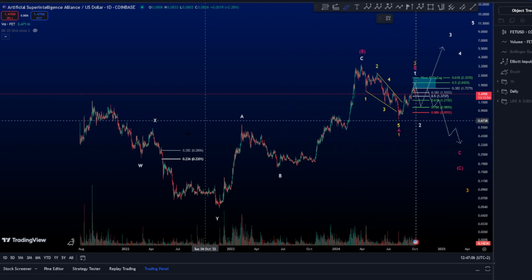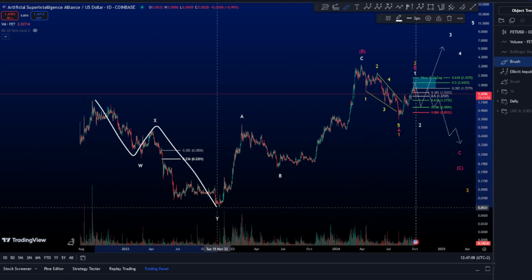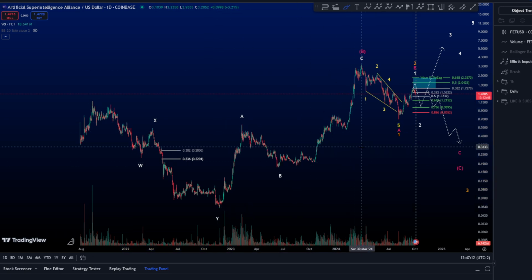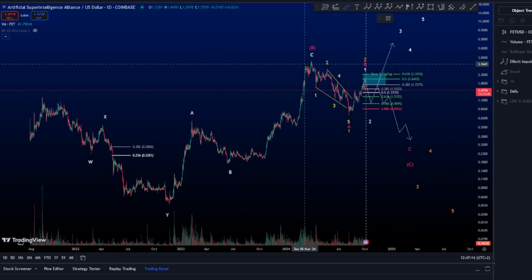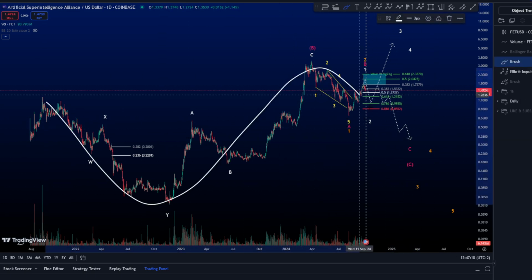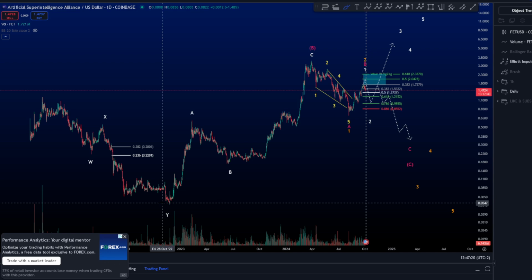So looking at the FET on the daily chart, we can see a WXY, 3 waves towards the downside, 3 waves towards the upside as ABC, and we are looking for 5 waves towards the downside. Of course, as an expanding flat where you want to see 3 waves down, 3 waves up, 5 waves down.